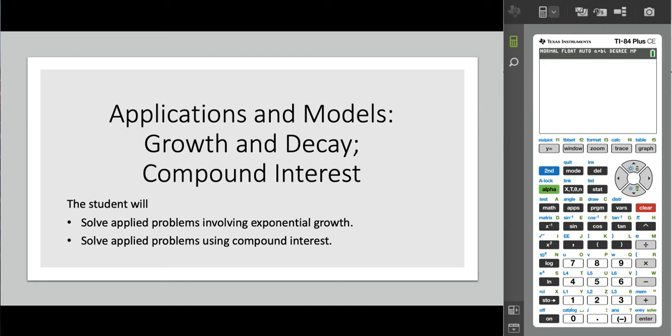Dunn. What we're going to be doing in this screencast is solving applied problems involving exponential growth, and we're going to solve applied problems using compound interest. This section is very calculator heavy, so I wanted my calculator here in our screencast so I could help you with some features on your calculator that will help you complete it more easily.